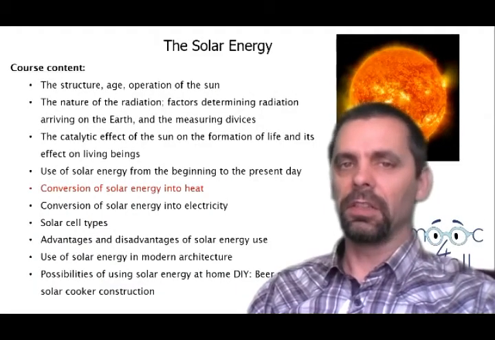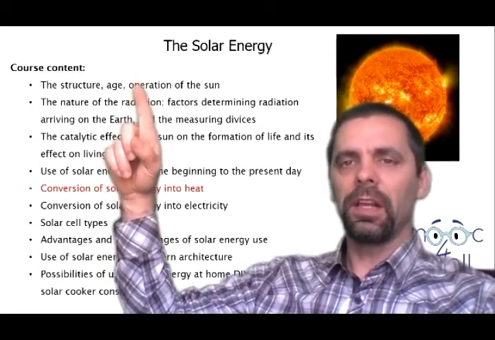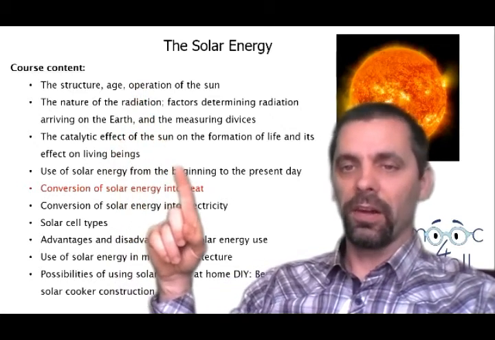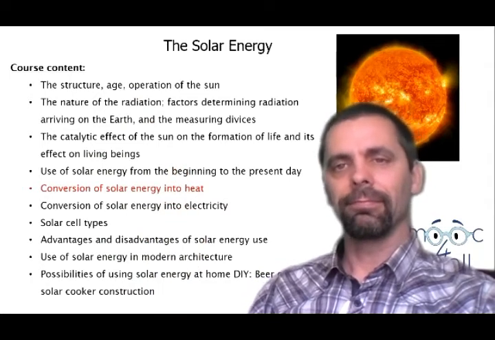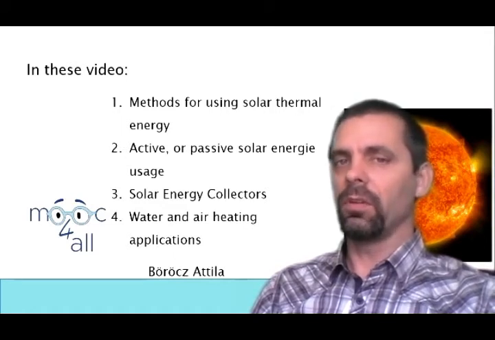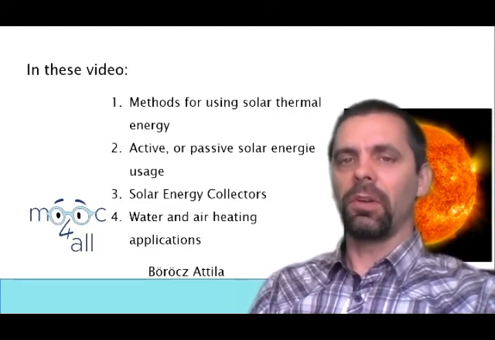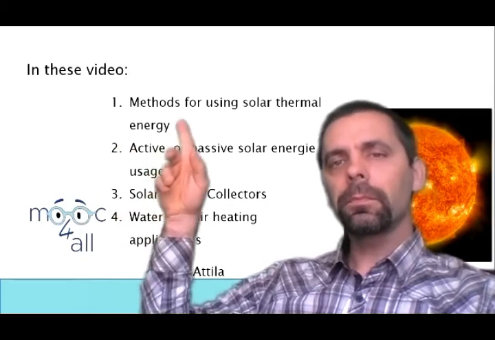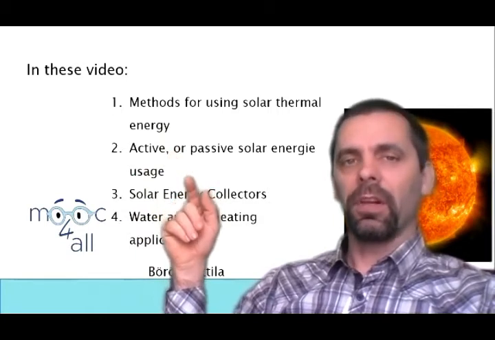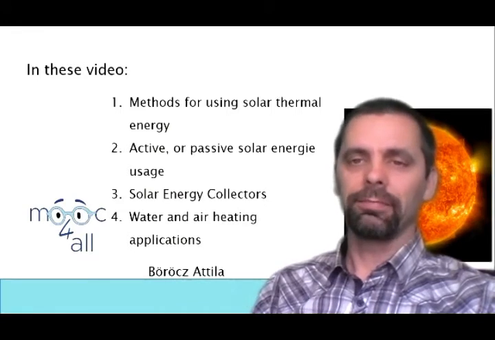This is the fifth lesson in our solar energy course. In the previous chapters, we learned about the sun, the sunlight, its effects, and in the last one about the history of using solar energy. Now we will check what we can do with the solar energy. I will talk about the methods for using solar thermal energy, active or passive energy usage, different types of solar energy collectors, and water and air heating applications.